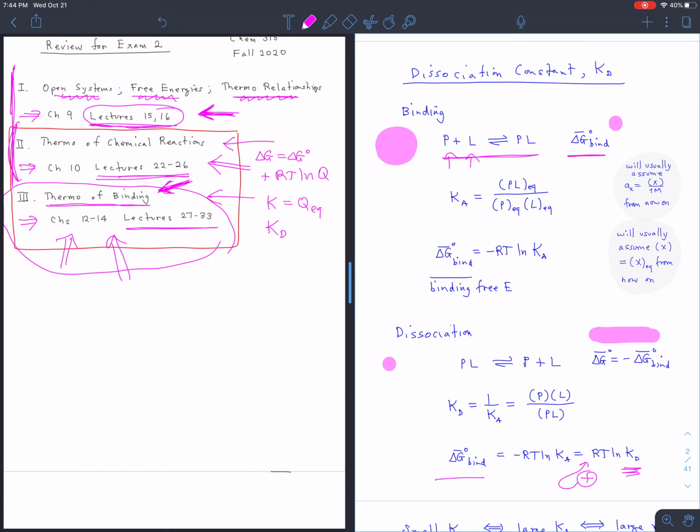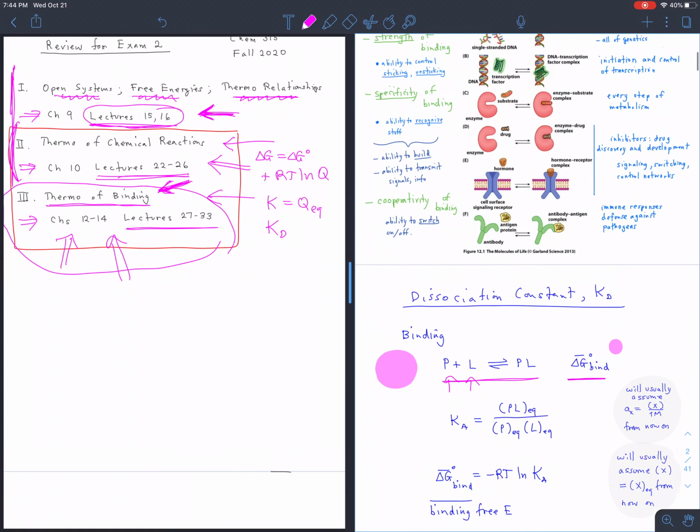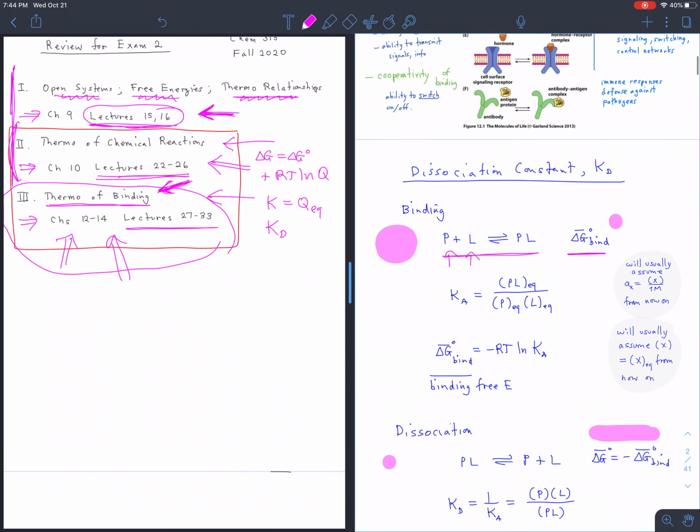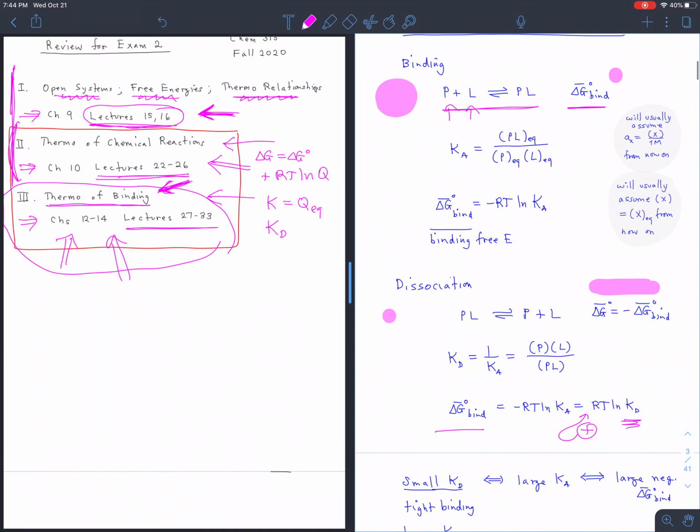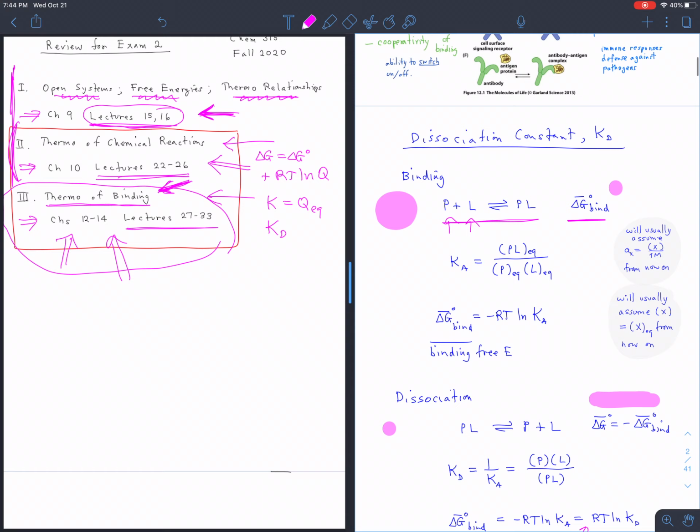There is a delta G for this process. It's the delta G of binding. That's basically the thing, the contributions to which, no, I don't have them here, we talk about later, right? There's those 10 contributions, 5 of them enthalpic, 5 of them entropic. Those are all contributions to this delta G of binding.